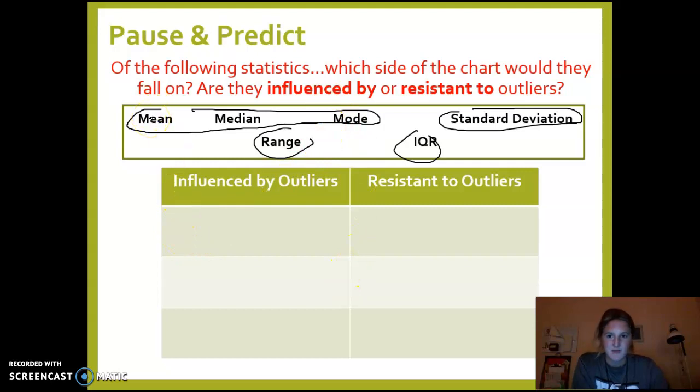Do you think the mean is influenced by an outlier being added or resistant to an outlier being added? If I give a test and someone doesn't come, so they get a 0, what's that going to do to our average? Is our average going to change? Well, if it's going to change, it goes on the influenced side. But if it's not going to change, it goes on the resistant side. So pause and predict and see where you think these stats will fall on this chart. And I'm going to give you the answers right now.